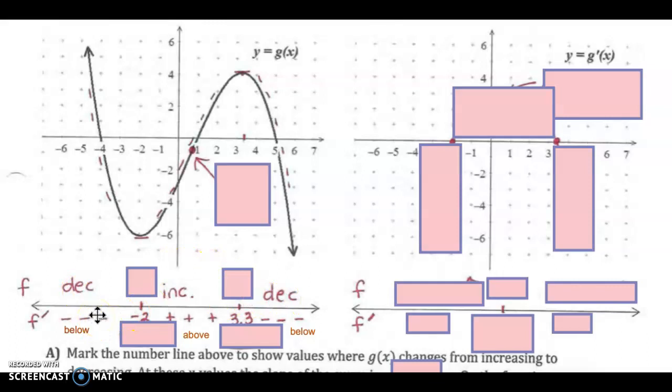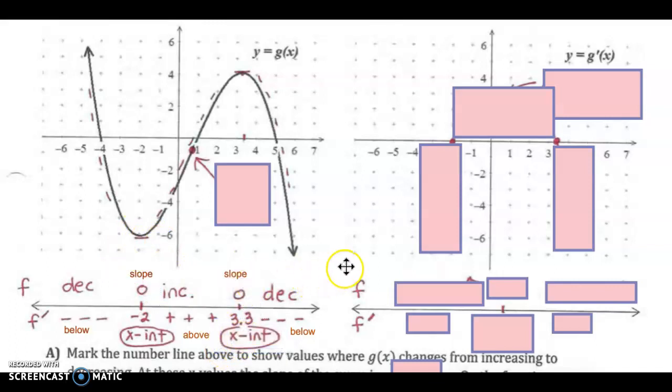All right, the next part we want to look at are the x-intercepts. So remember, wherever our max and our min values are on the function, that's going to be the x-intercepts for our f prime or g prime. So at negative 2, that's a min, and that's going to be our x-intercept because our slope is 0 there. See where the slope is 0. And that's the same thing for 3.3. That's also going to be an x-intercept because our slope is 0.